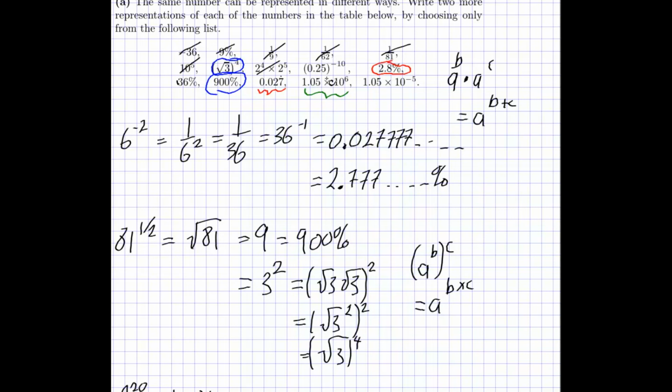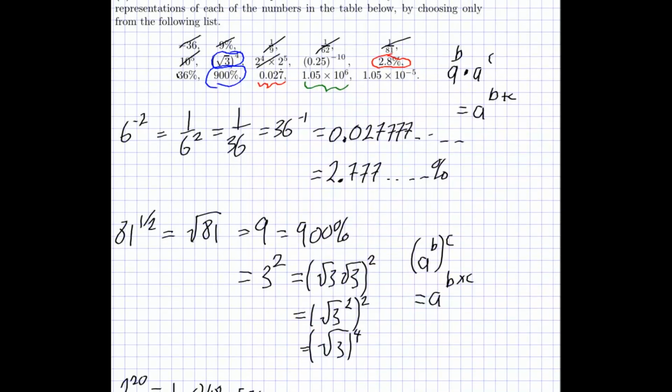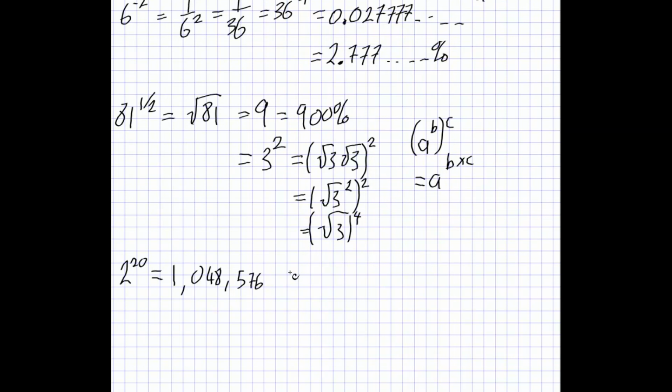The next one, 0.25 to the power of minus 10. We could mess around with that. Let's just put it in the calculator, and we actually get 1,048,000 and so on. So that is our other one. So we said this was 1.05 times 10 to the 6, and it is also 0.25 to the power of minus 10. So you put that in the calculator, those are all equal, and that's the question finished.